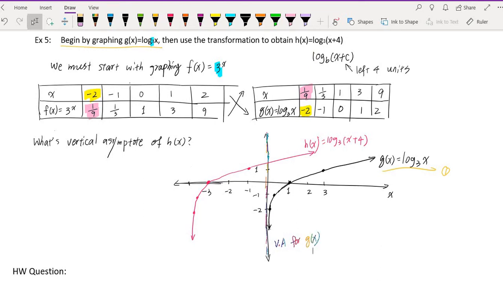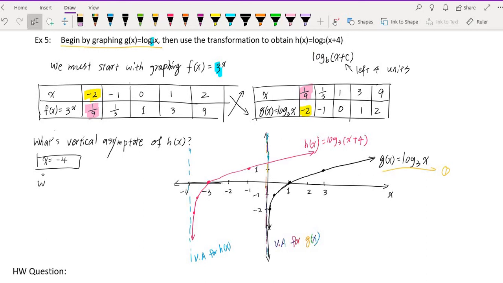If you look right here at h of x, this piece actually is your new vertical asymptote for your h of x. If you count it over, that's just going to be what? x equal to negative 4. So that is my vertical asymptote.